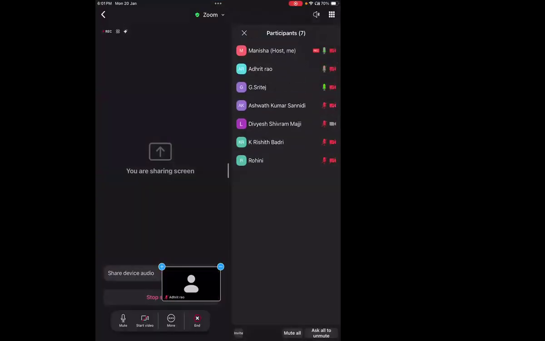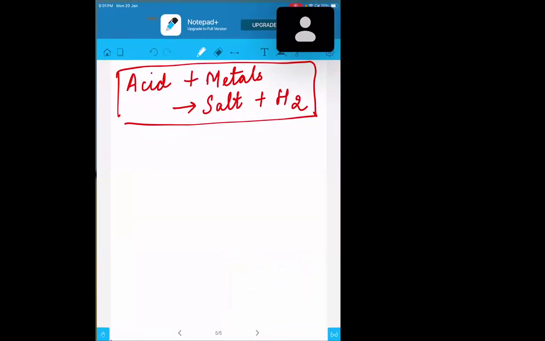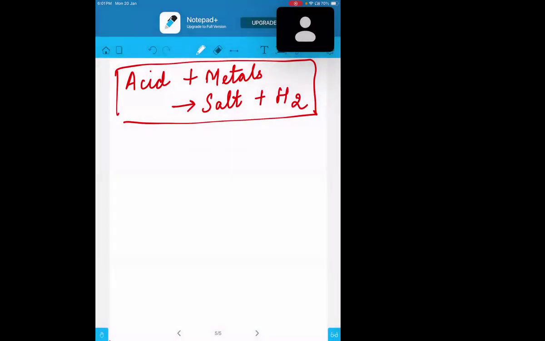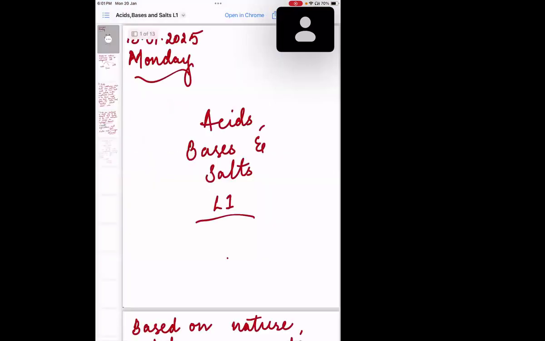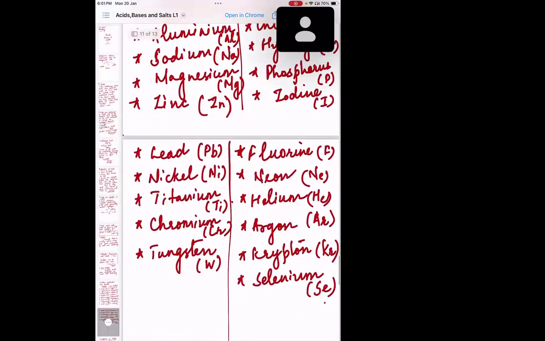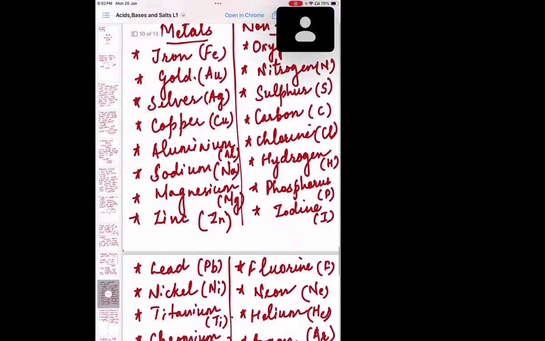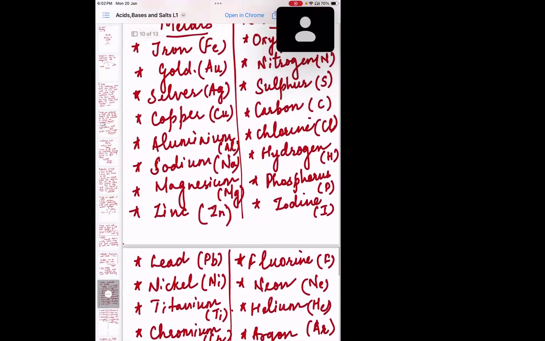Yes, ma'am. I was absent last class, so. Okay, I'll just tell you. Whatever the acids are, Shrutej, and whatever the metals, we discussed the names of the metals in the last class. These are some of the metals I explained: iron, gold, silver, copper, aluminum, sodium, magnesium, zinc, lead, nickel, and titanium. These are some examples of metals.